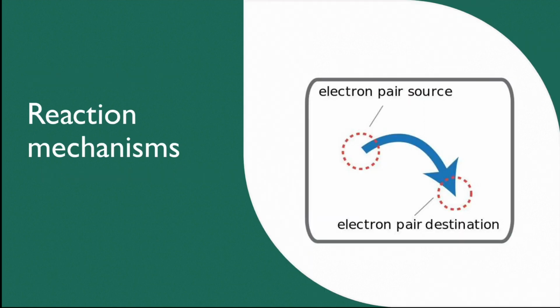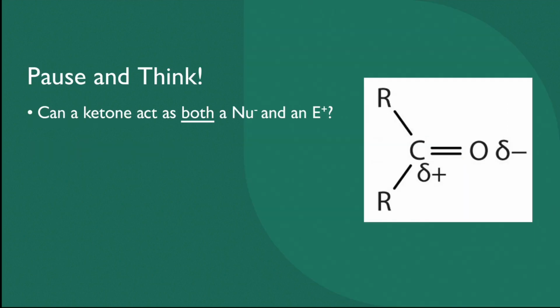When drawing the reaction mechanisms, curved arrows are used to show the movement of electron pairs. The arrow always originates from the electron pair donor, or the nucleophile, to the electron pair acceptor, or the electrophile. Let's do some practice questions.